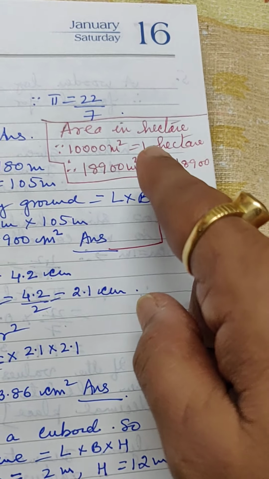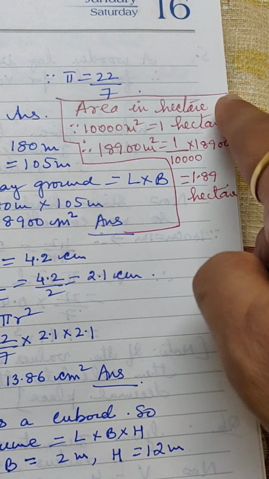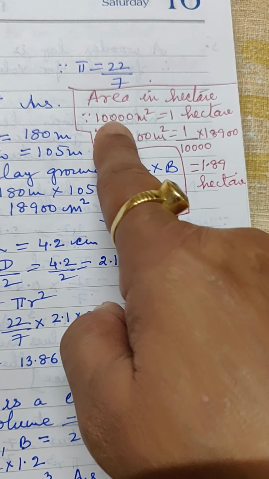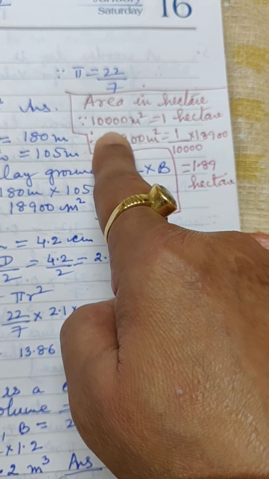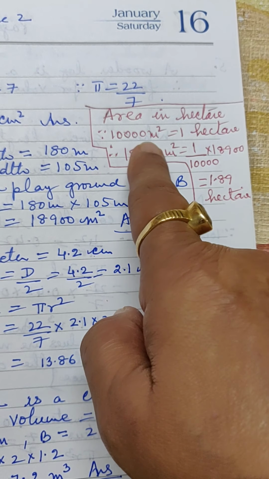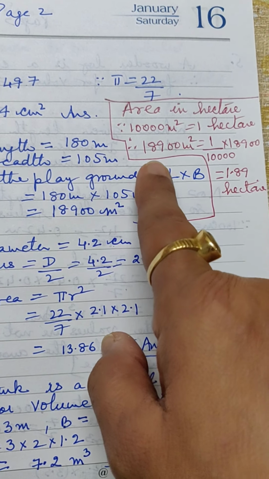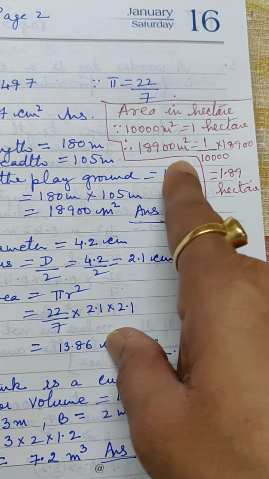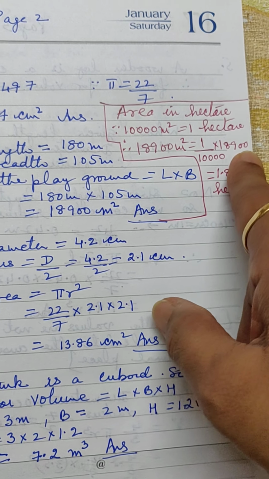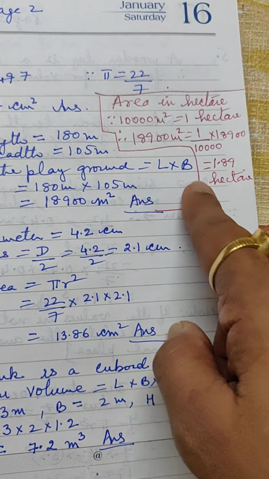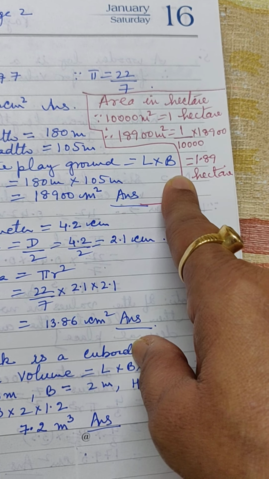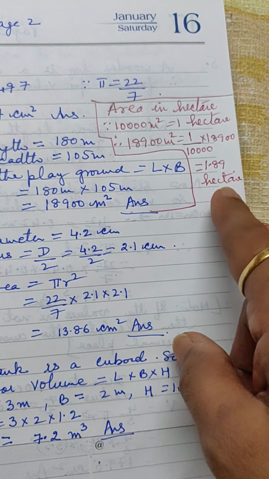So there was a next part of it also, to calculate the area in hectare. Can you see this thing in red? I have written area in hectare. Now this is the relation between meter square and hectare: 10,000 meter square is equal to 1 hectare. Therefore, 18900 meter square is 1 upon 10,000 into 18900. Finally, your answer comes out to be 1.89 hectare.